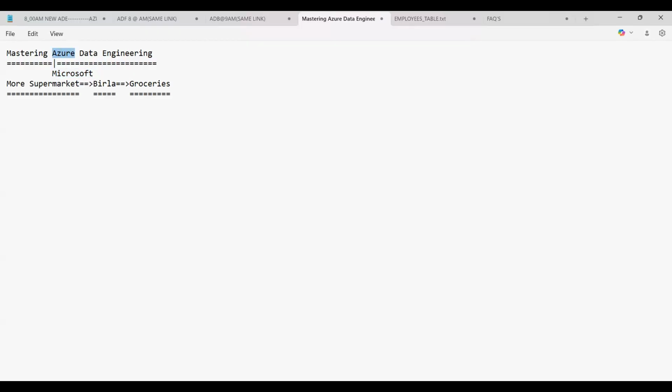So Microsoft is using the name Azure to sell their cloud services. All the cloud services are being sold with the name Azure, guys. And what do you understand by the word data? What do you mean by data? Data is nothing but information.